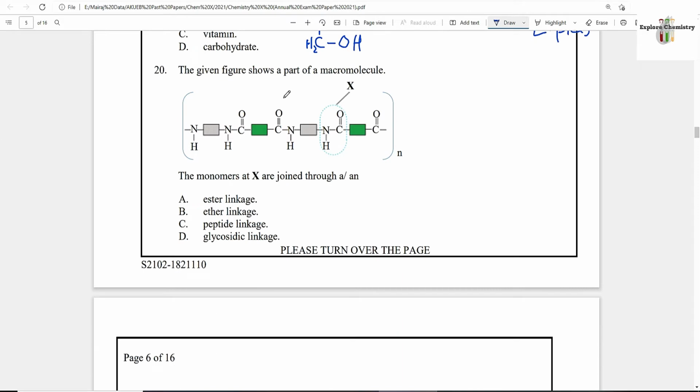Number 20, the given figure shows a part of macromolecule. The monomers at X are joined through... Now check which monomers are these. This one is carboxylic acid, this one is amine group. Carboxylic acid of one compound is reacting with amine group of another compound. So here this bond will form between carbon and nitrogen. This is a simple covalent bond, but it is known as peptide linkage because it will give rise to a protein molecule formation, which is a polymer.